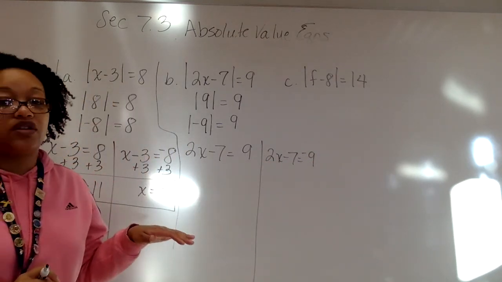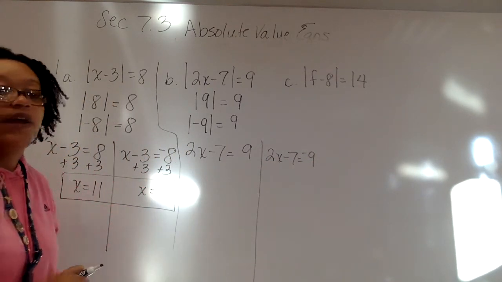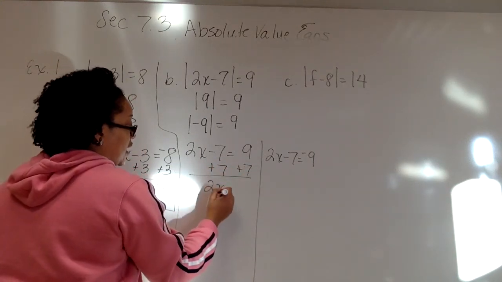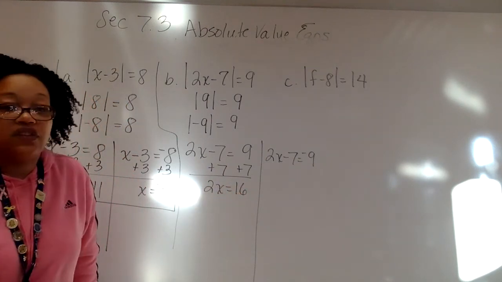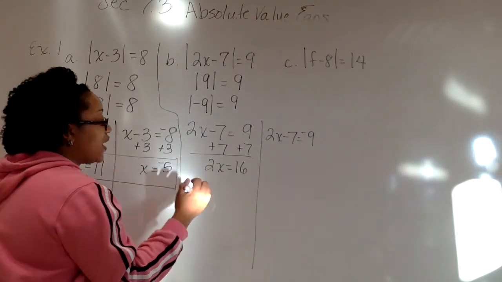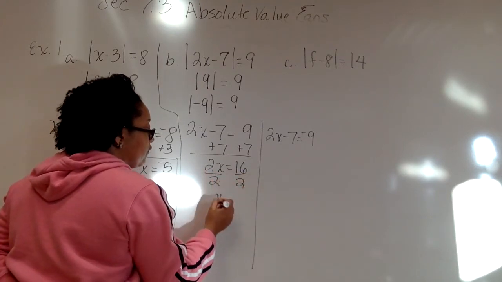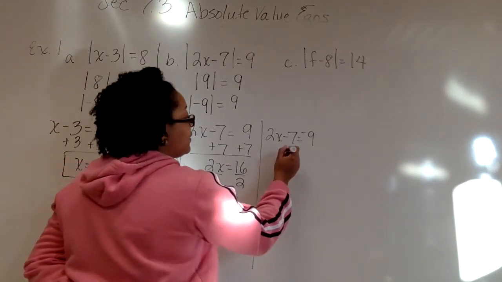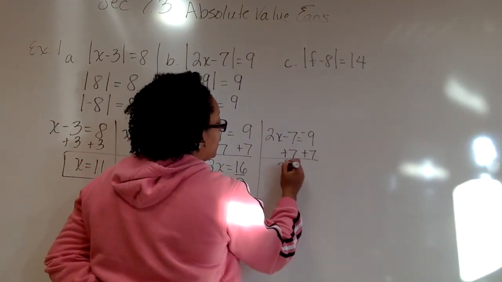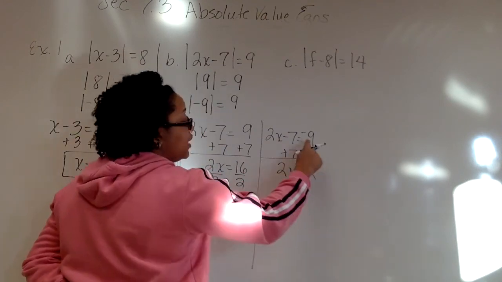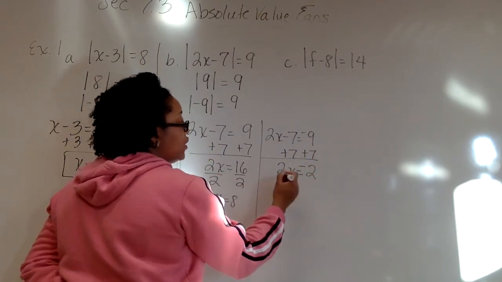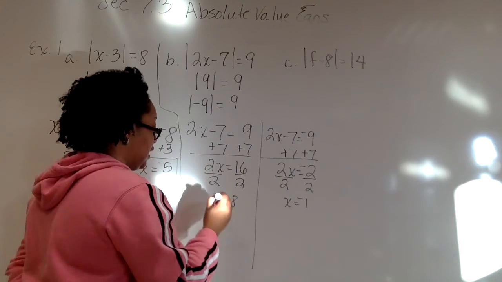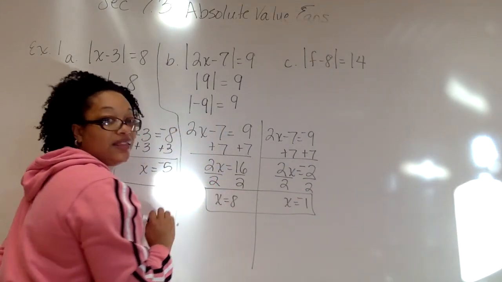All right, now we got a little bit more to do here because it's 2 times x. So you're definitely going to add 7 to both sides. Bring down your 2x is equal to 16, but this is 2 times x. So you've got to divide both sides by 2. Our first solution is 8. And then you're going to do the same thing on the other side. Add 7 to both sides. 2x is equal to negative 2. Negative 9 plus 7 is negative 2. You're going to divide by 2 again. So x equals negative 1. And so there are my two solutions. I just boxed them like that.